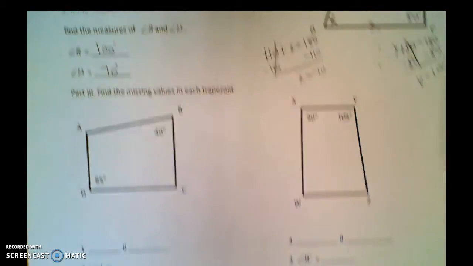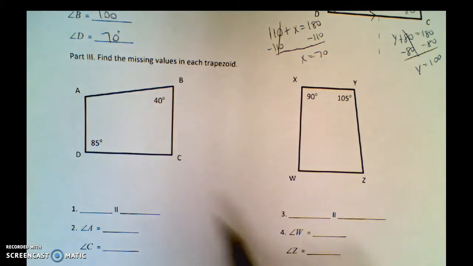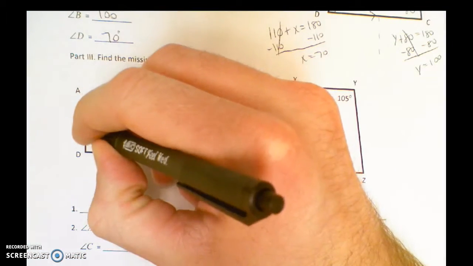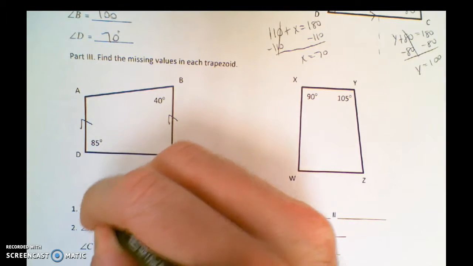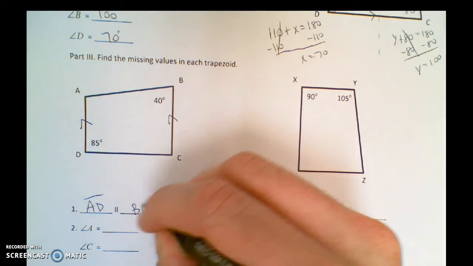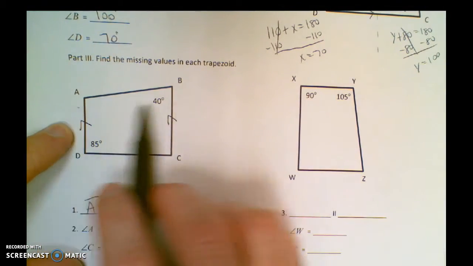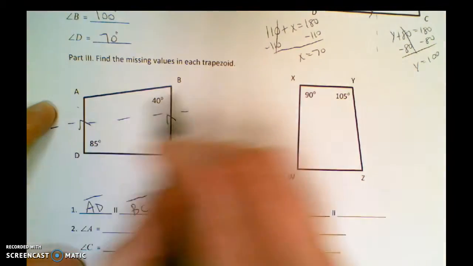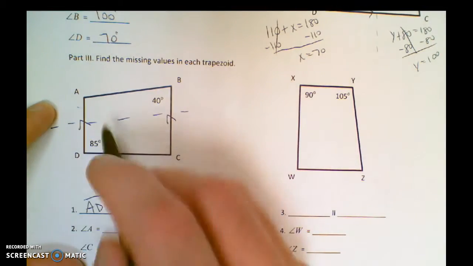It says find the missing values in each trapezoid. First off, it's asking which 2 sides are parallel. So be careful with this one. This one, it looks like the 2 parallel sides are actually AD and BC. It's turned sideways. So the consecutive relationship is when they're on the same side. So in this case, it happens to go up and down, or side to side.